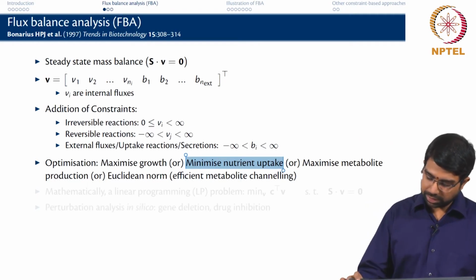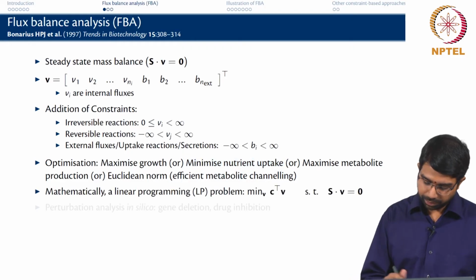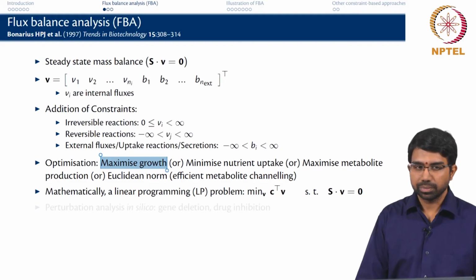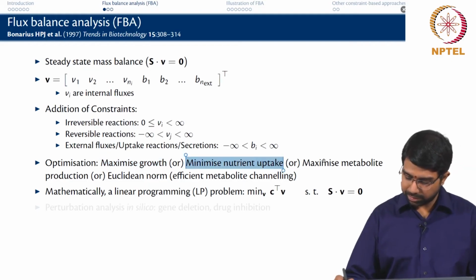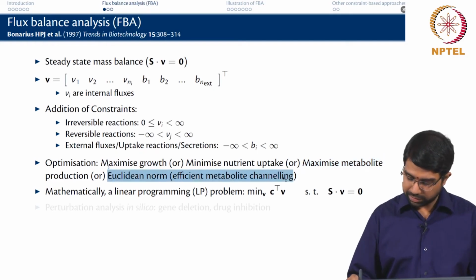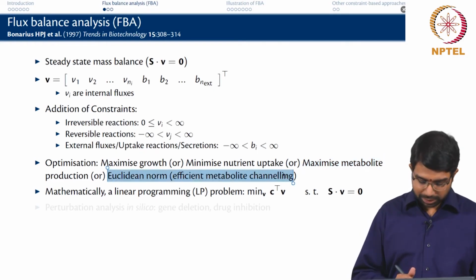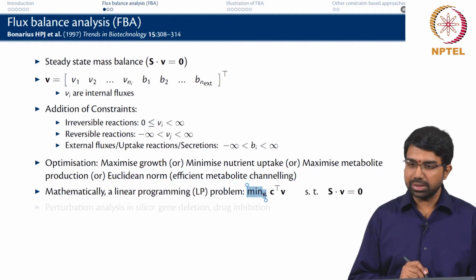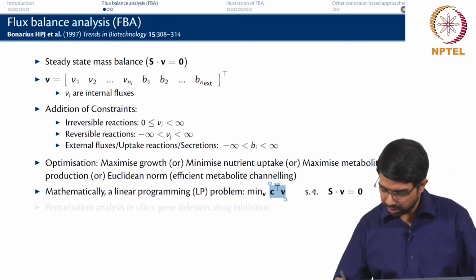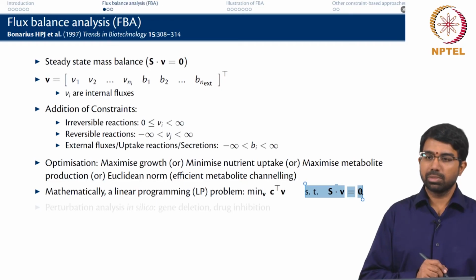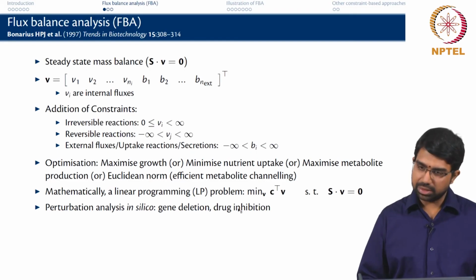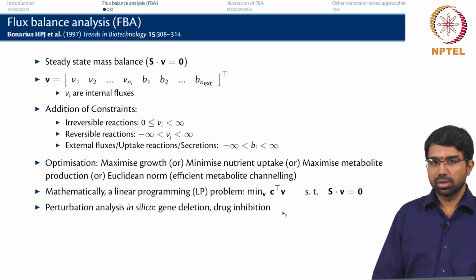It turns out that maximizing growth is a very useful objective function. You can have different objective functions like minimize nutrient uptake or maximize metabolite production or efficient metabolite channeling and so on. We will look at these a little later, but you basically minimize or maximize some linear combination of the fluxes subject to your stoichiometric mass balance constraints, right. And you can also do perturbation analysis, you can do in silico gene deletion, drug inhibition, and so on and so forth. We will see what these are in a later class.